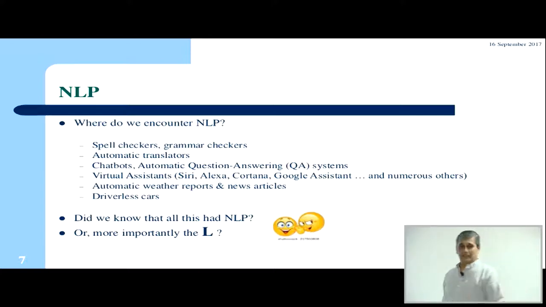Yeah, there are many actually, exactly. The most well known is Google, but you have Bing translators everywhere. So, automatic translators. Then you have chatbots, automatic question answering systems. Chatbots is another buzzword these days. Everybody is behind chatbots. All startups, they want to create chatbots.